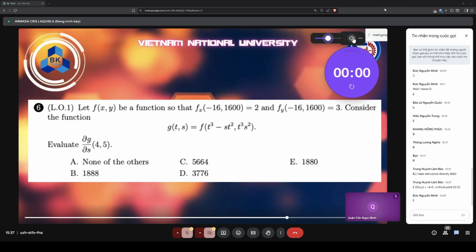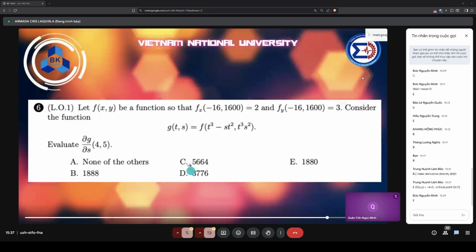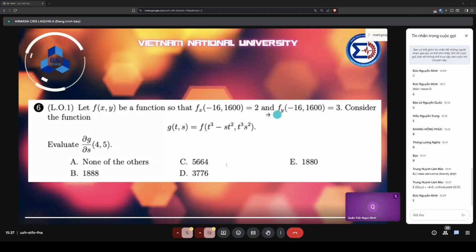Okay, time is up. You have these functions here, fx and fy, equal to 2 and 3. And then you have your g of t, s here. These are the givens.